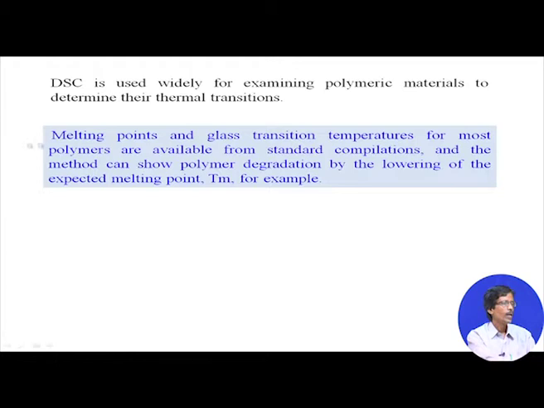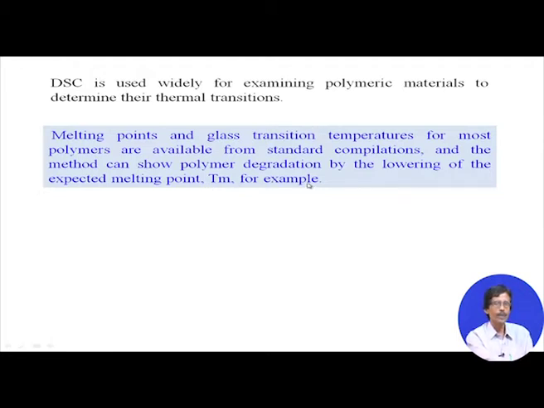DSC is used widely for examining different polymeric materials to determine their thermal transitions. In most cases the DSC is used for polymeric samples. The melting points and glass transition temperatures of most polymers are available from standard compilations, because the tabulated or literature known values we can have in our hand. So once we make a new polymer or new sample, we have to compare it with the well known values in the standard references. And the method can show polymer degradation by lowering of the expected melting point Tm, for example.